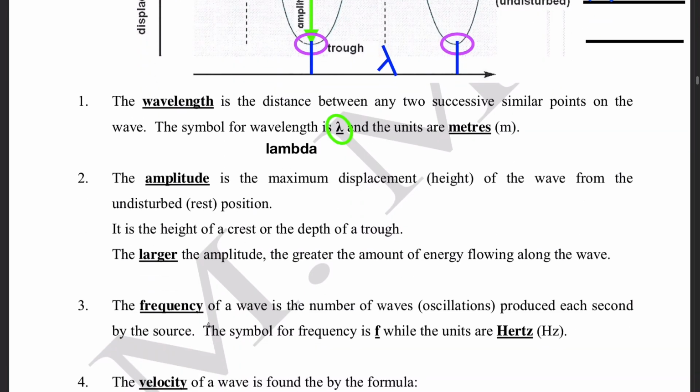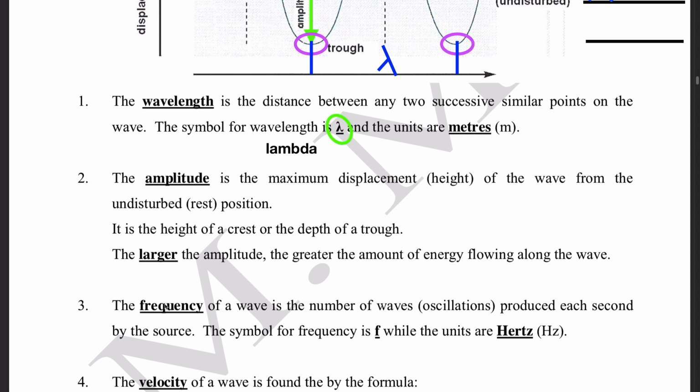Point number 3. The frequency of a wave is the number of waves or oscillations produced each second by the source. The symbol for frequency is f, while the units are hertz. For short, we can write hertz as capital H, Z. The word hertz comes from the surname of Heinrich Rudolf Hertz, who was a physicist that studied in depth the nature of waves. So that is why the units for frequency are named after him.